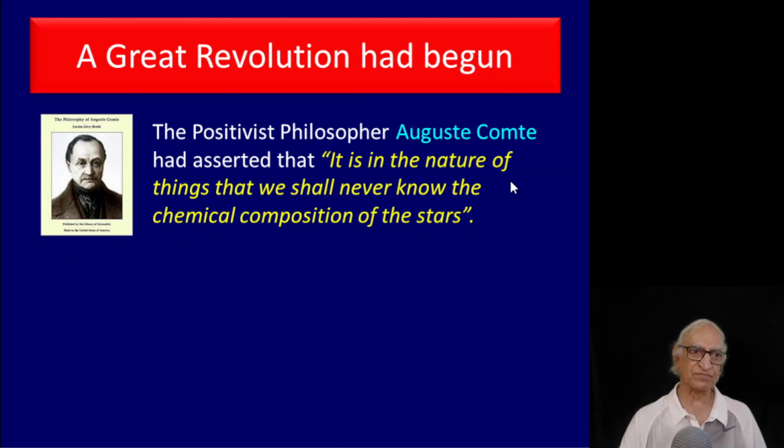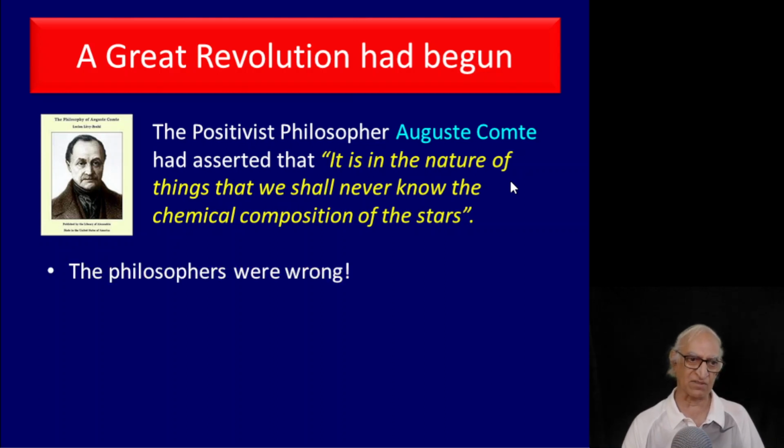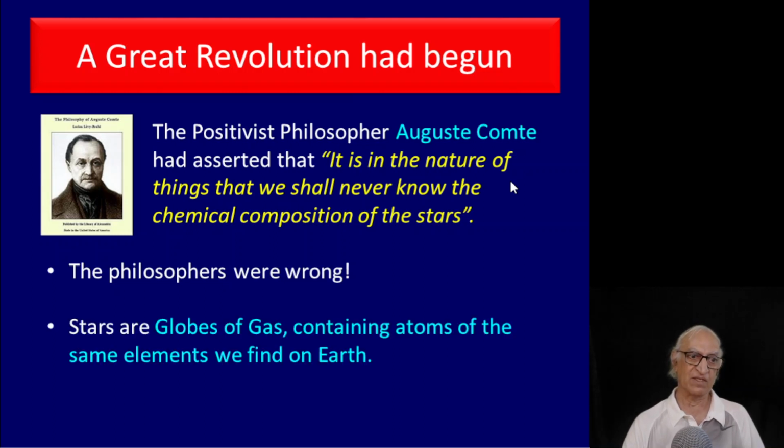What are the stars? The positivist philosopher Auguste Comte, who was highly influential in European thinking, had asserted that it is in the nature of things that we shall never know the chemical composition of the stars. Not that our knowledge is incomplete, but we shall never know the chemical composition of the stars. The philosophers, including Auguste Comte, were wrong. Stars are globes of gas containing atoms of the same elements that we find on Earth. A great scientific revolution had begun.